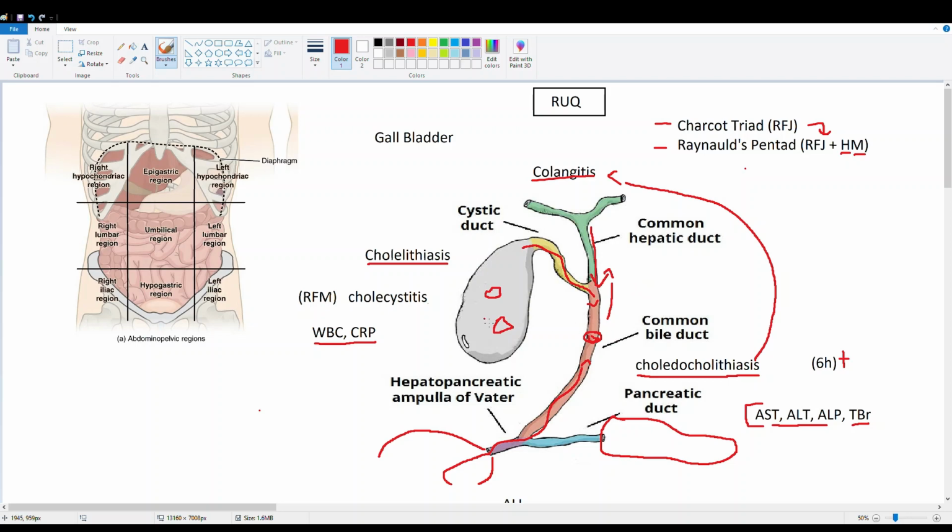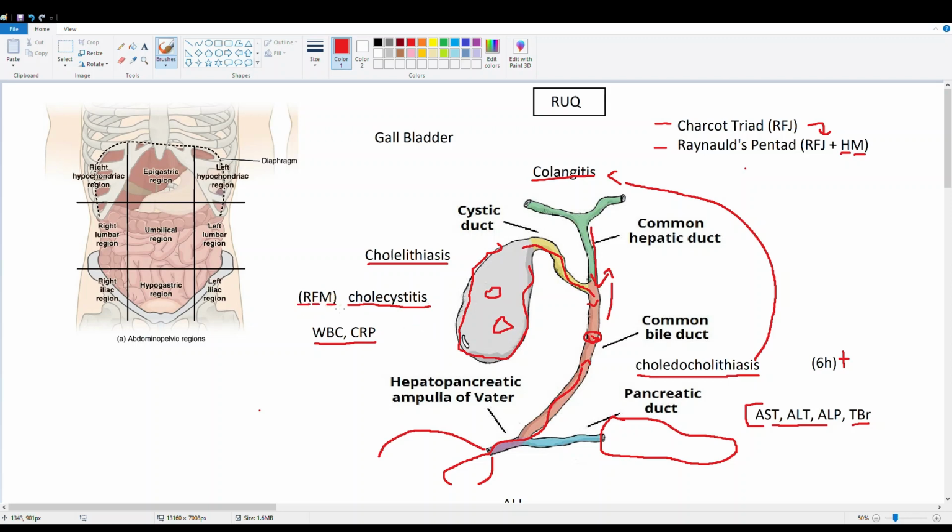And moving on to our last diagnosis we have to consider, cholecystitis. Now this is a relatively simpler diagnosis because it's just inflammation of the gallbladder wall. This can happen either through stones irritating the wall or through biliary sludge causing wall irritation. And what we're going to have is right upper quadrant pain, fever, and a positive Murphy's sign.